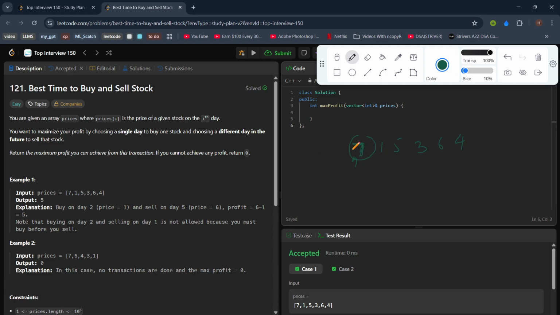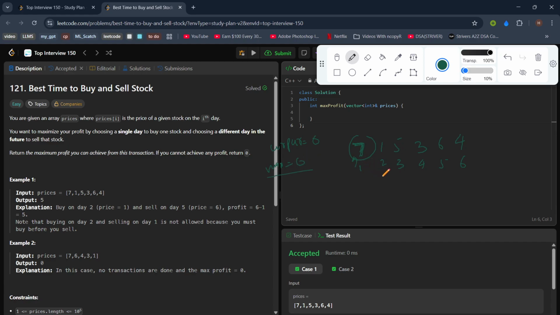Suppose we buy at the day, let us give this as index 1 2 3 4 5 6. We buy on day 1, so we need to find another day greater than 1 such that the price is maximum on that day, but there are no days, so our profit will remain 0 only. Current profit will be 0 and our maximum profit will also be 0 here.